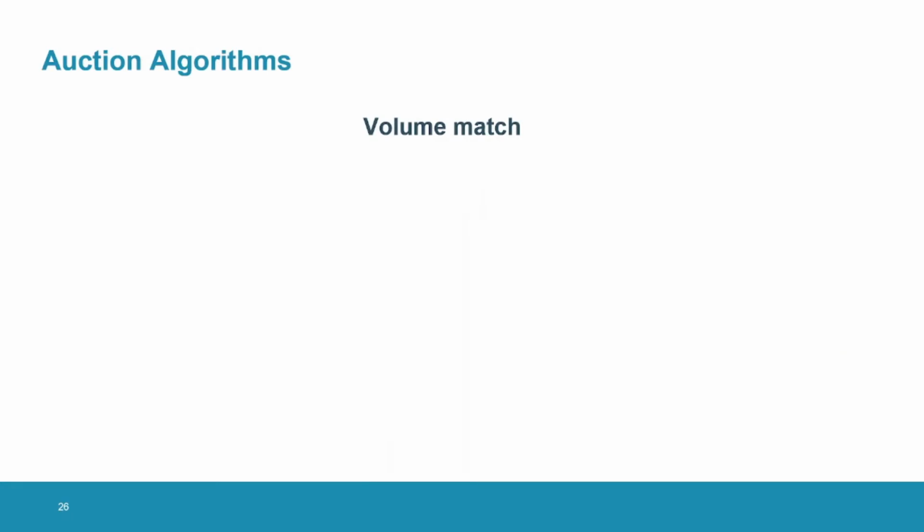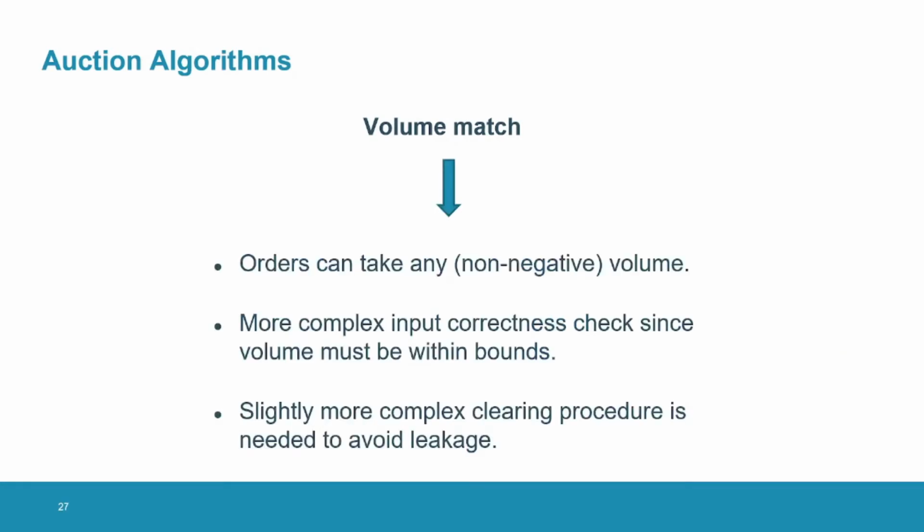Then in the volume match, we have again one single list, but now orders can have any non-negative volume. And this means that investors can submit one single order independently of the volume that they want to trade. So in general, we will have fewer orders to process in the volume match than we had in the bucket match. However, there's this input correctness check that we require the orders to pass.